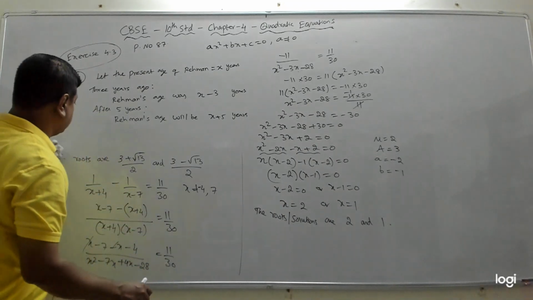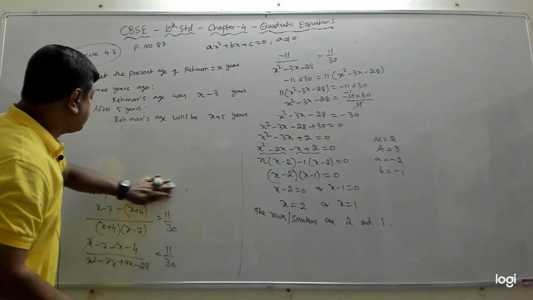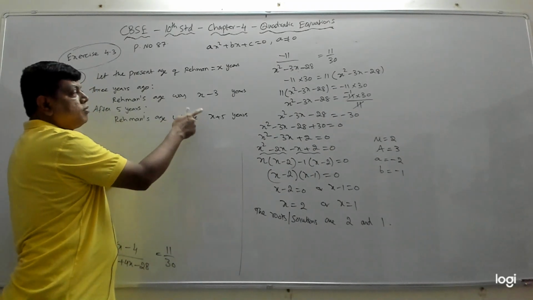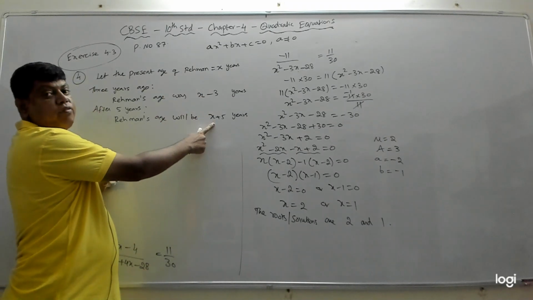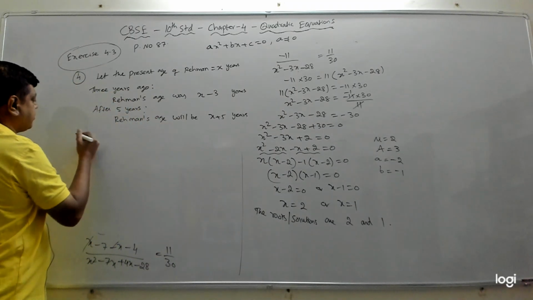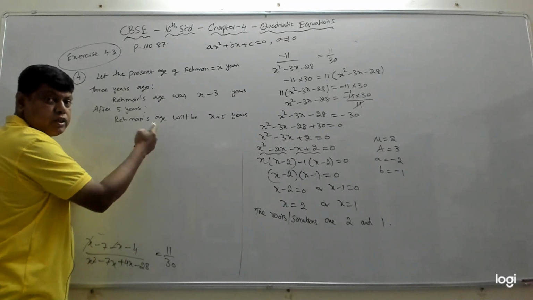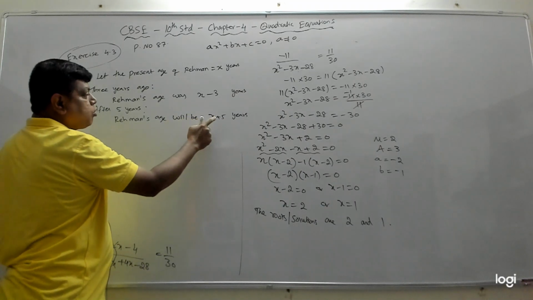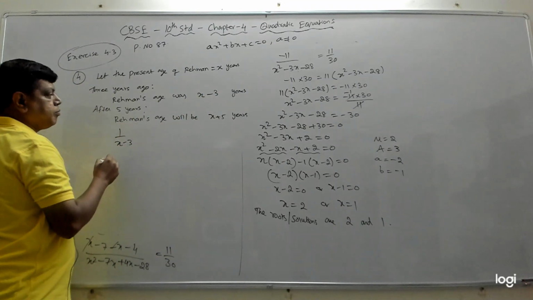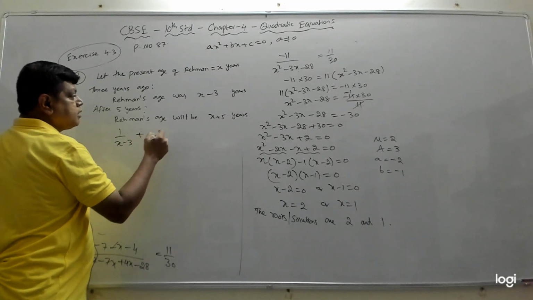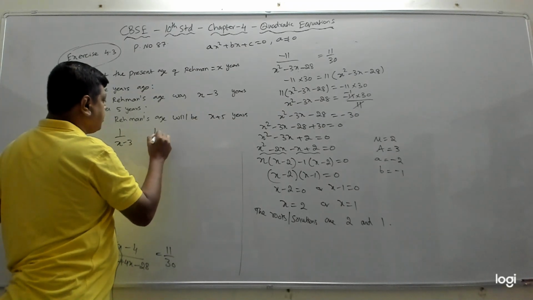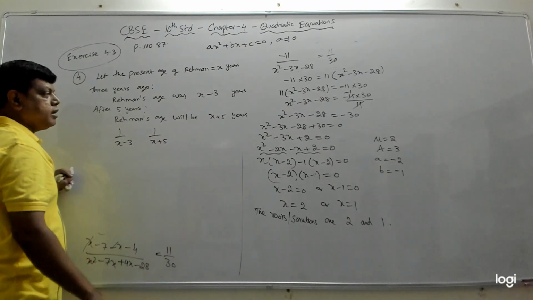Fine. So now we have written Rahman's age 3 years ago and 5 years from now. Now they are saying the sum of the reciprocal of Rahman's age 3 years ago and 5 years from now, which means we have to find the sum of the reciprocal. Sum of the reciprocal means you should first take the reciprocal and then sum. So I have to take the reciprocal of this. The reciprocal of x minus 3 is 1 by x minus 3 plus the reciprocal of x plus 5, which is 1 by x plus 5.